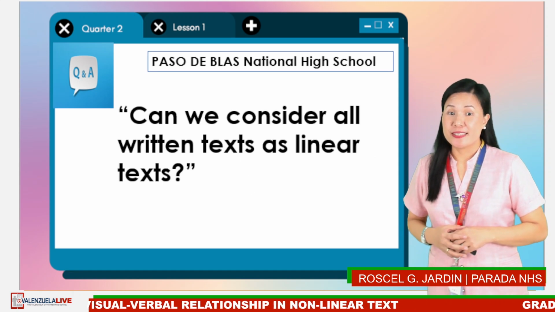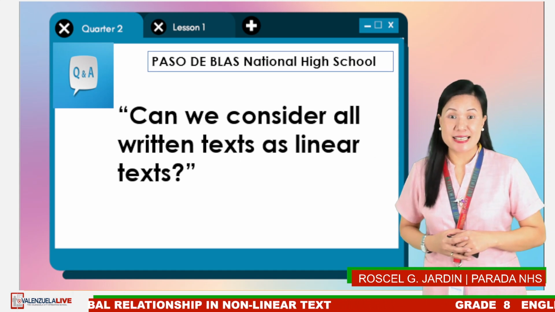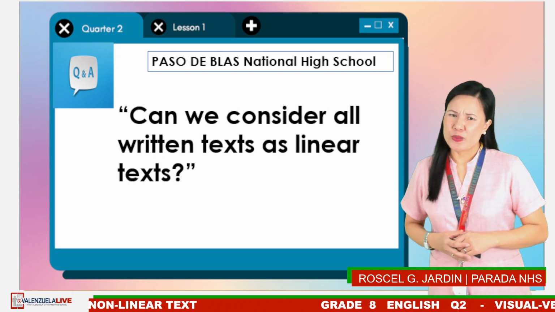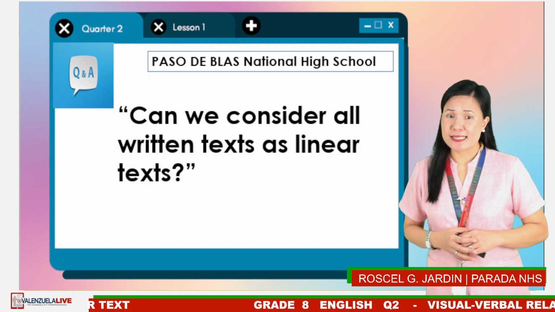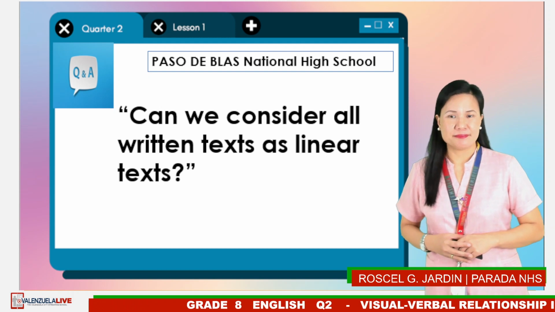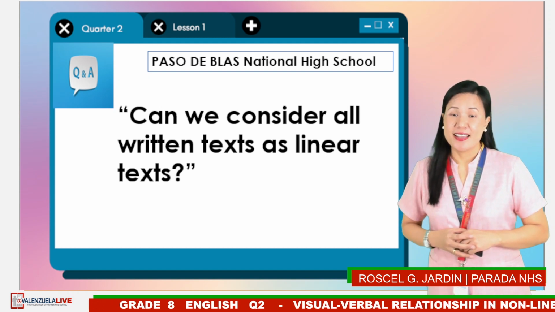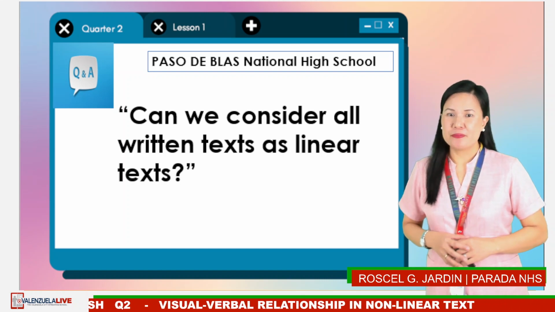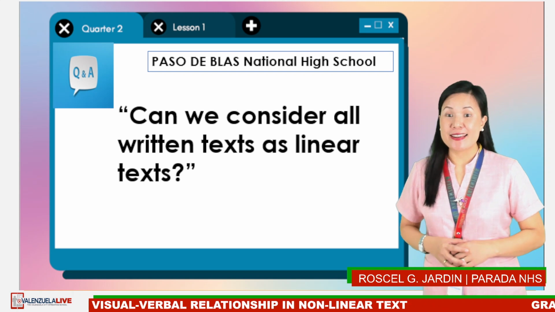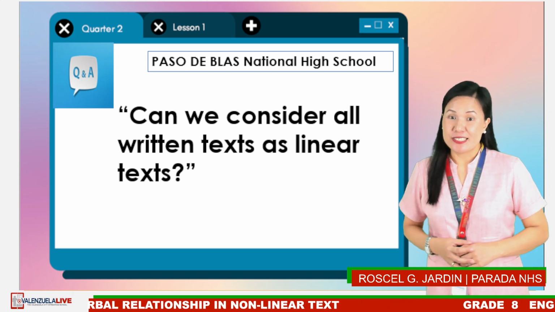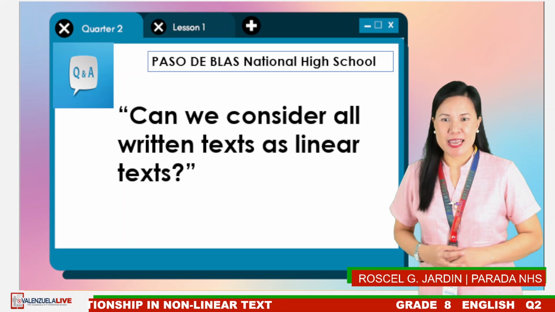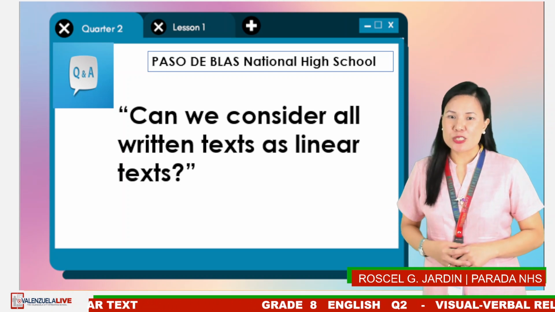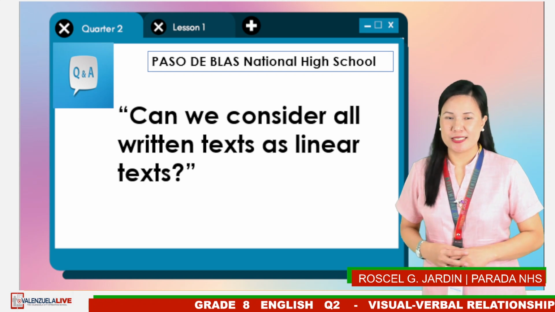Let us move on to the next question from Paso de Blas National High School. The question is, can we consider all written texts as linear texts? To answer that question, let us have a short recap of the definition of linear and nonlinear text. Linear text is the most common type that needs to be read from beginning to the end. That is why it is considered sequential.